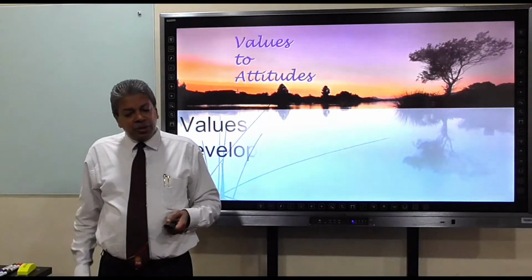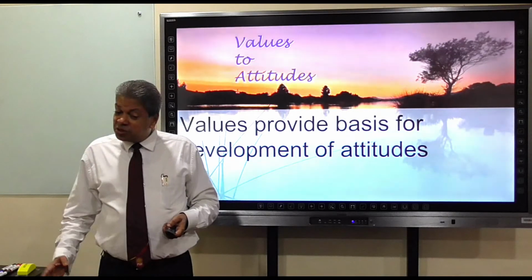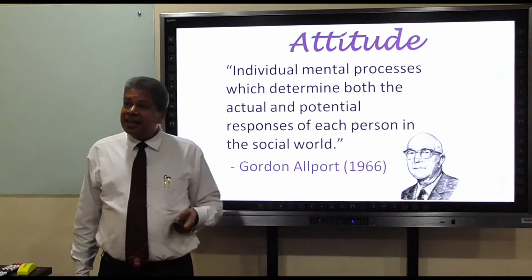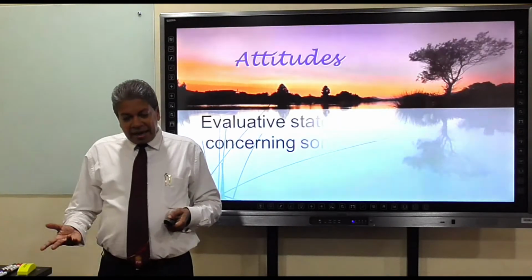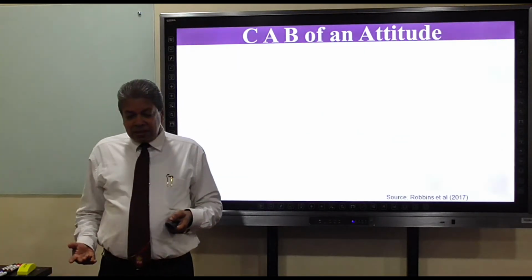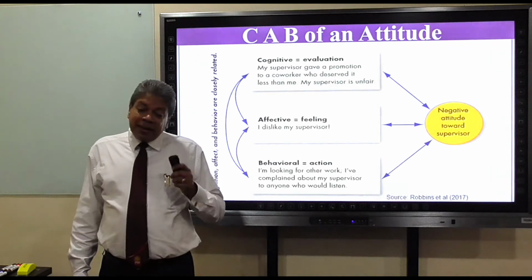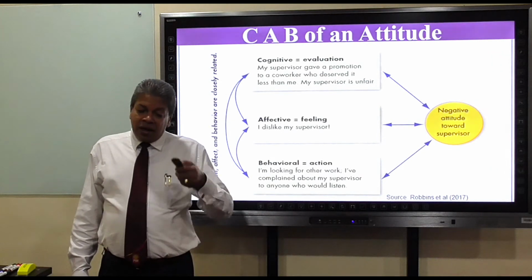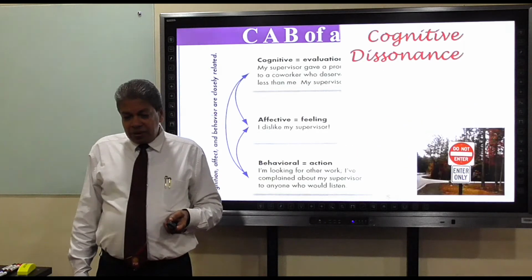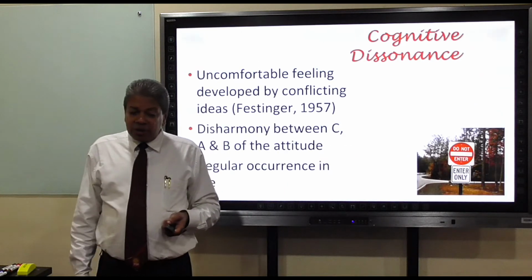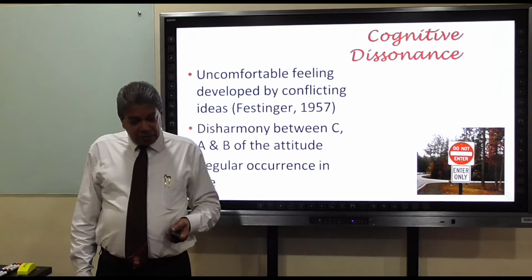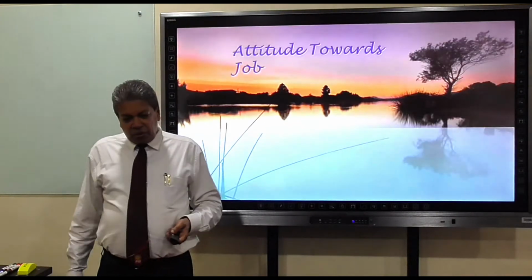We have to move from values to attitudes. Values provide the basis for attitudes. Attitude we defined very clearly. You have to go through that definition. Then attitudes are evaluative statements, the ABC of an attitude: affective, behavioral and cognitive, or in simple terms, evaluating, feeling and action. Then we took some examples: cognitive dissonance, disharmony between the components. Then we looked at some more examples.